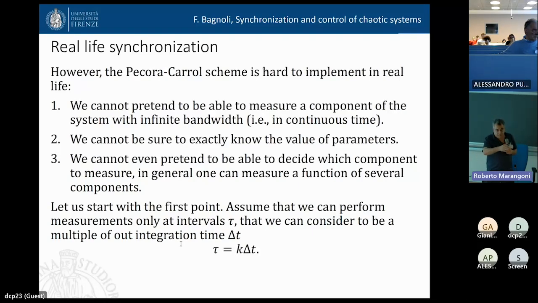So for instance, let's talk about the Lorenz system. I have X, Y, and Z. Now, suppose that this is implemented in reality. It's a good model of reality. I cannot assume that I can measure X or Y or Z on a real system. Maybe I can measure X squared, sine of Y, or something like this.